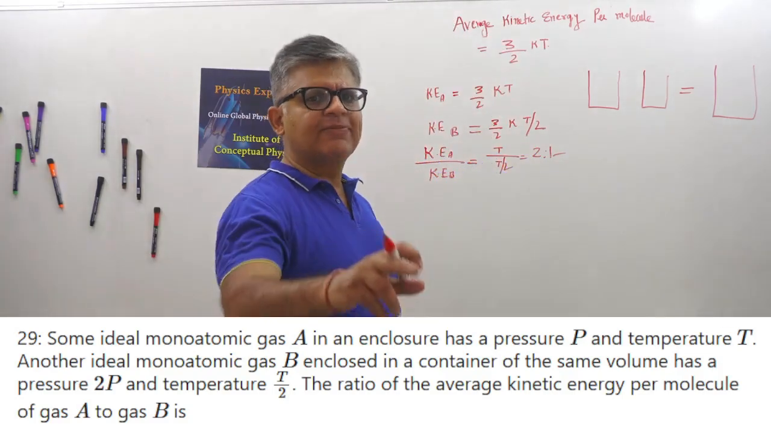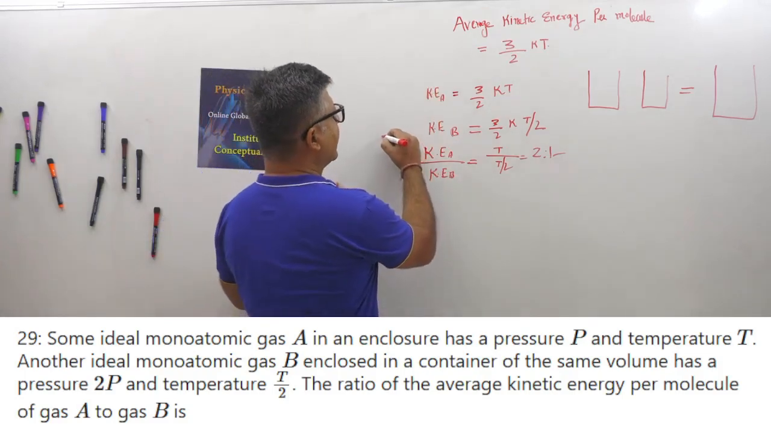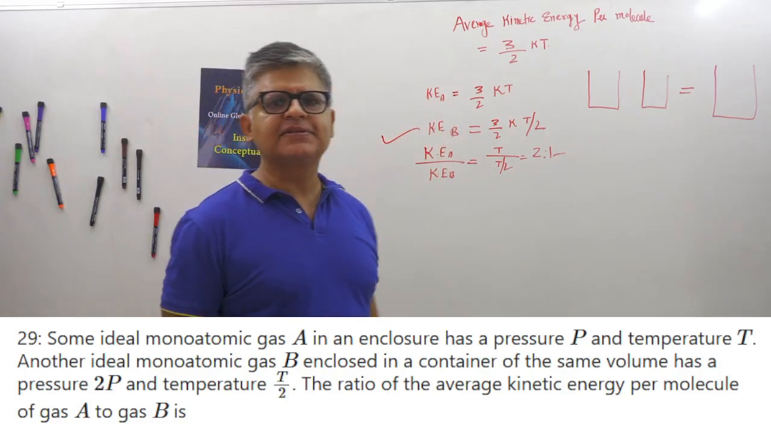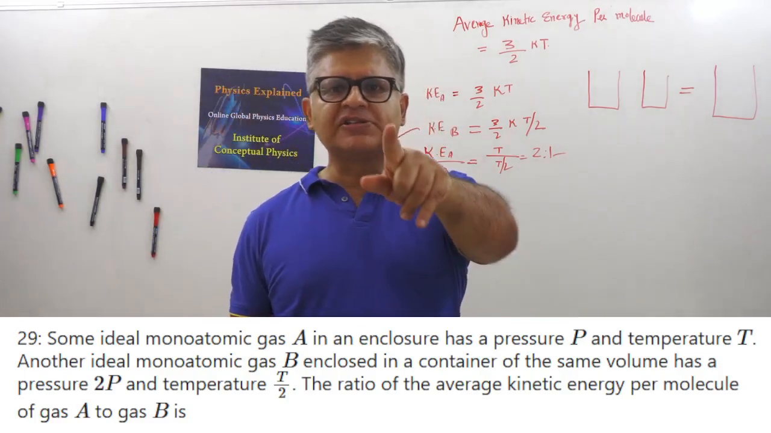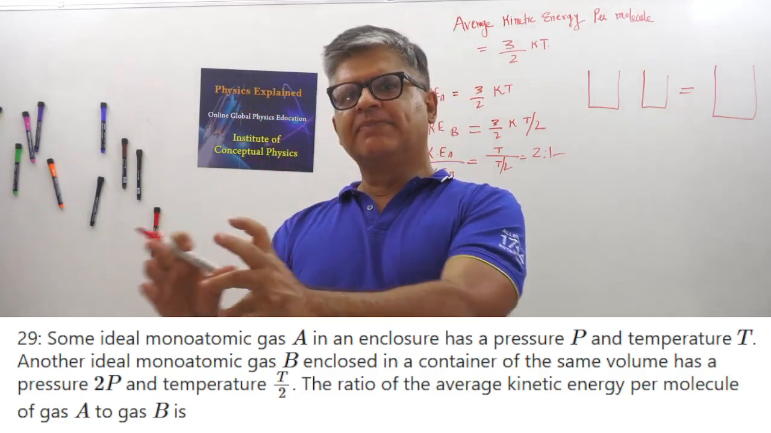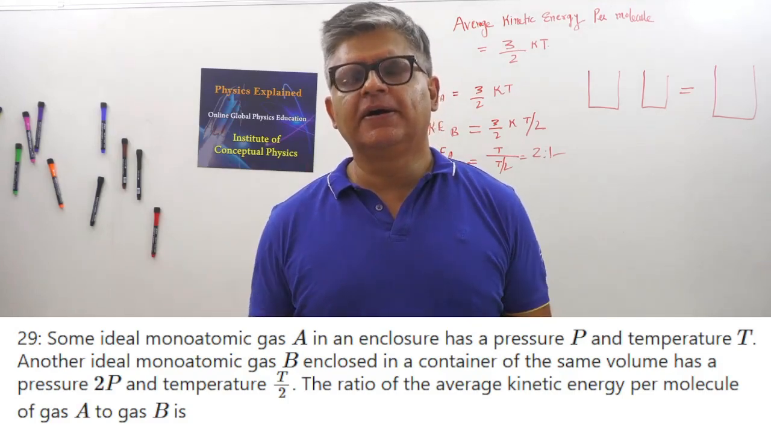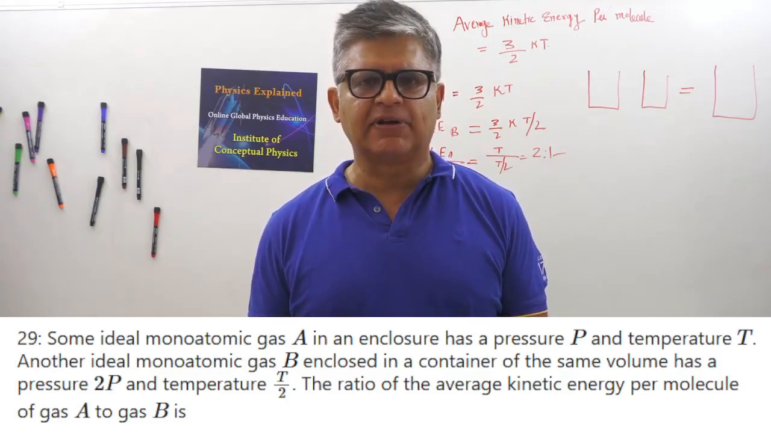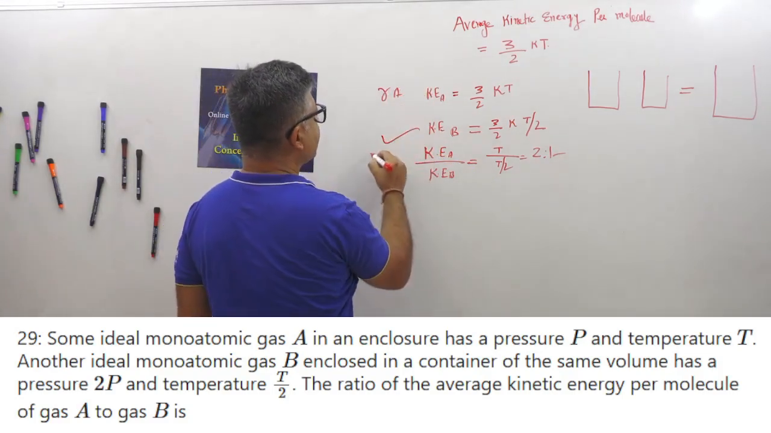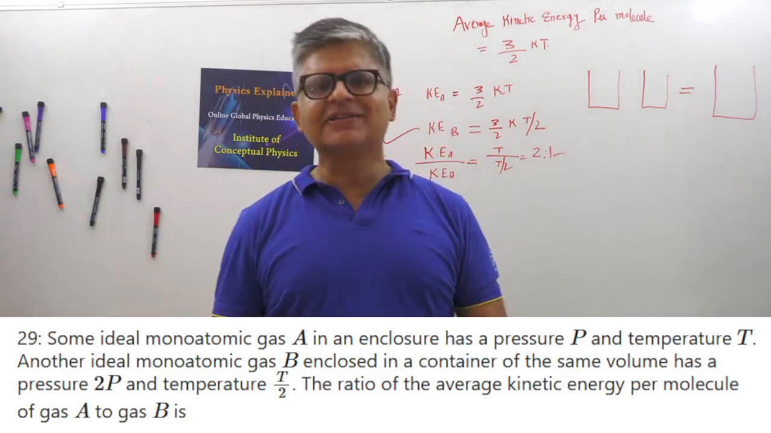What if in the same question, the other gas is diatomic, which means gas number B is diatomic, and gas number A is monoatomic? Or gas number B is diatomic or triatomic, which means different gamma, the adiabatic index. Let's say gamma for this is A and the gamma for this is B. What is going to change? Nothing is going to change.